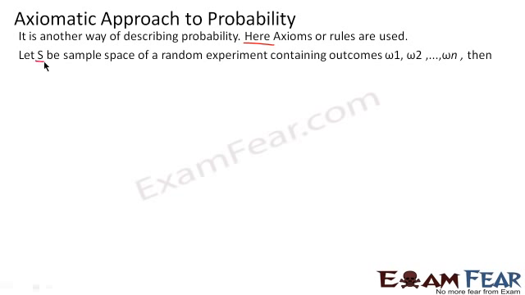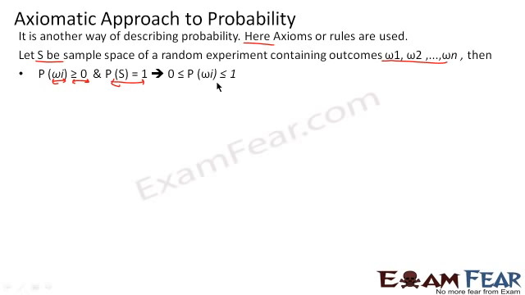For example, let S be the sample space of a random experiment, and there are various outcomes: outcome 1, outcome 2, outcome 3. Then the probability of any outcome is greater than or equal to 0. We know that either it will not happen or it will happen. If it happens, it will be greater than 0. Also we know that the probability of the sample space, that is the whole thing, is 1, because probability is nothing but favorable events by total events.